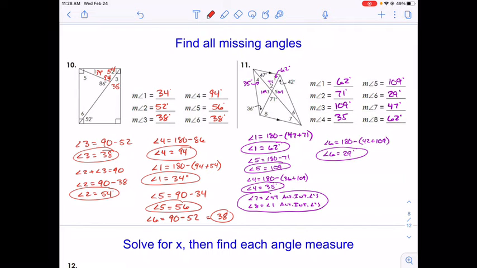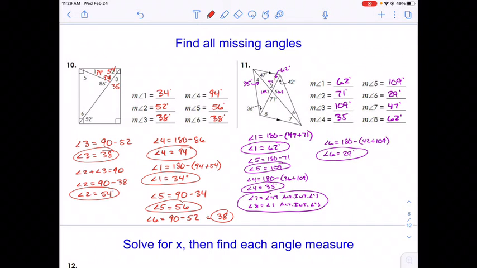Then moving over to number 11 here. One thing I recognize right off the bat is my pair of vertical angles. So 71 and angle 2 are vertical angles, which means they're the same. There are a lot of different ways you can do these, in any order. So for angle 1, we're going to do 180 minus 47 plus 71, because we have two angles in the triangle, and that gives us 62.